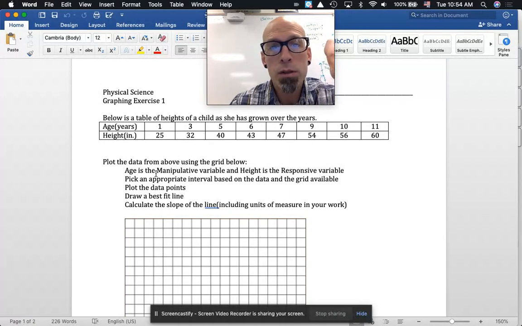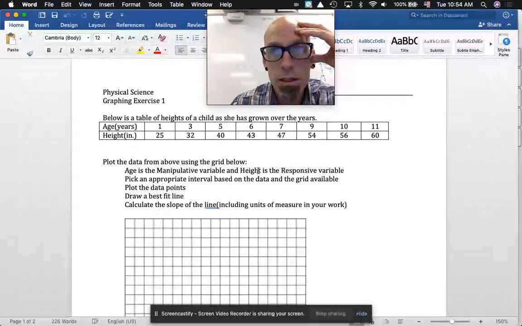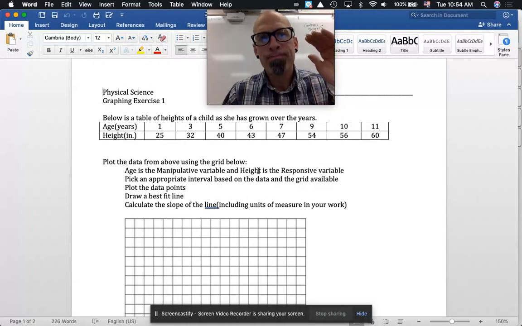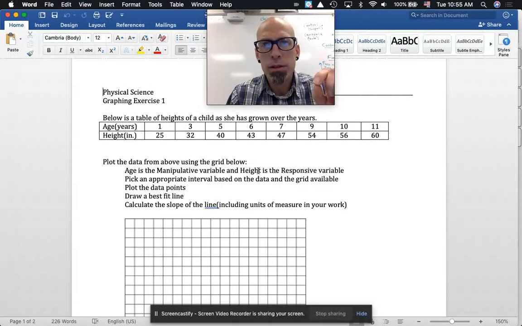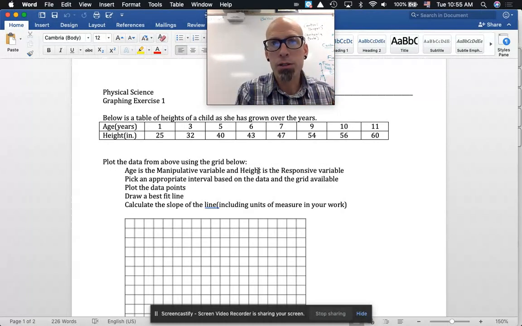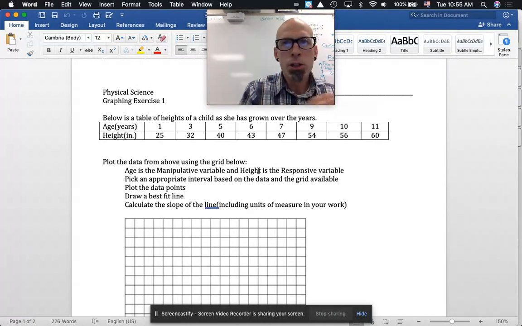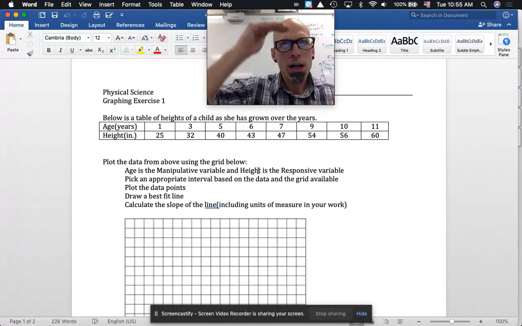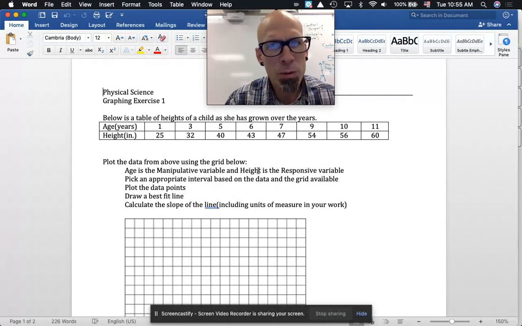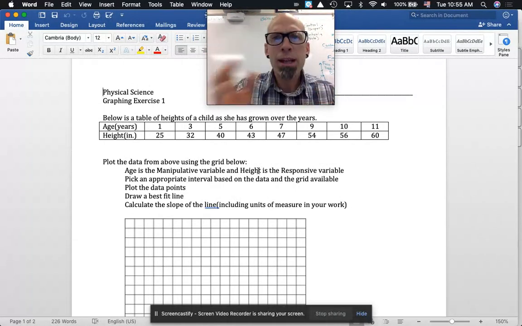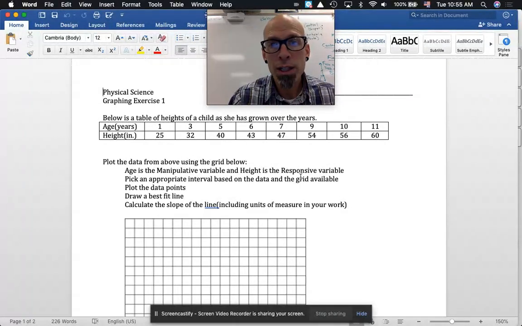Now, I tell you in this first little line here, it says age is manipulative variable and height is responsive. I'm hoping you remember where each of those goes, okay? In other words, the height of the child is dependent on or responds to the child's age, okay? You get taller because you got older. You don't get older because you got taller. Do you see what I mean here? So which one depends on the other determines which one is responsive.